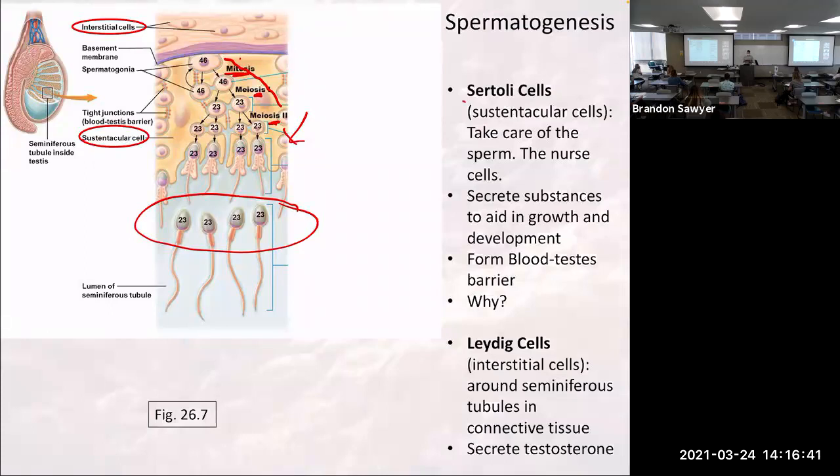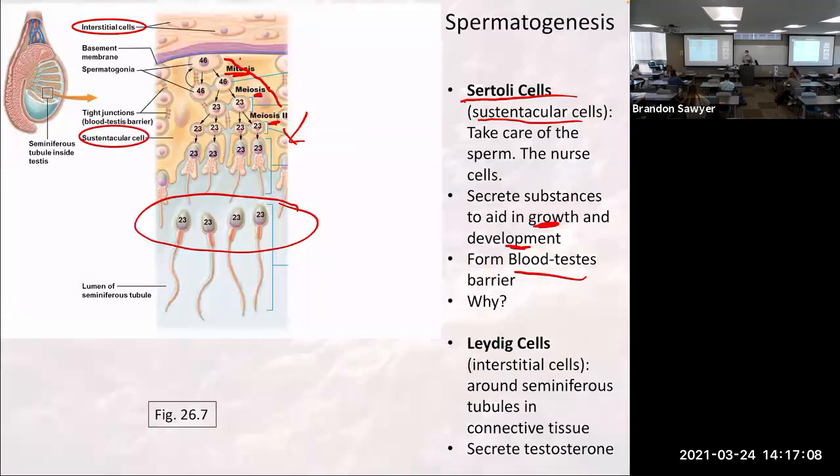Okay, so you don't have to necessarily memorize anything in these steps here. A couple things I do want you to understand, though, are these cells. There's a couple of important cells for this process. Number one is called the Sertoli cells, also known as the sustentacular cells. They're known as the nurse cells of the sperm. They take care of the sperm, help them develop, help them mature. They secrete substances that aid in the growth and development of sperm. But then they also form the blood-testis barrier.